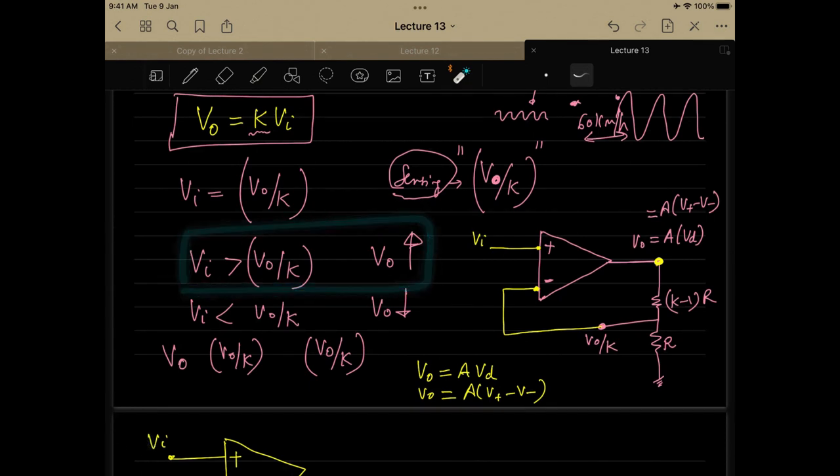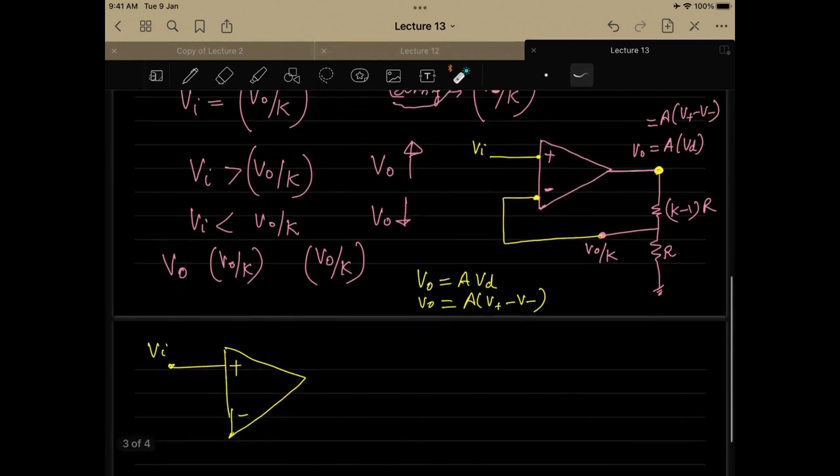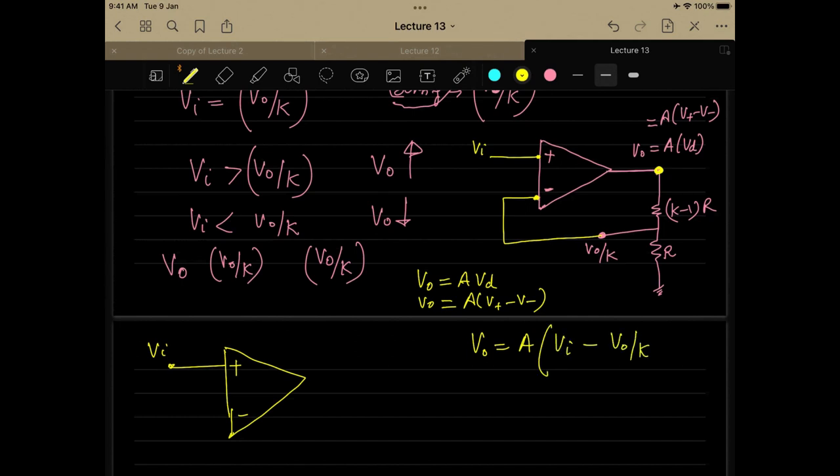Like, when VI is greater than V0 by K, then V0 will go up or not. So here you see V0 is A times (VI minus V0 by K).